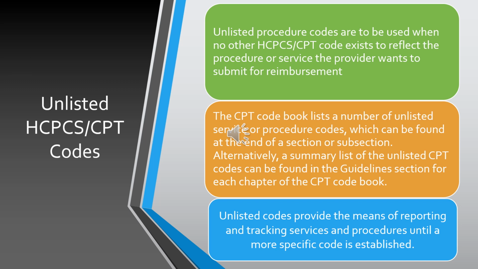The CPT books list unlisted codes at the end of each section or subsection, and also in the guidelines section of each chapter. Unlisted codes are used for tracking and reporting these services until a more specific or formal code is established.